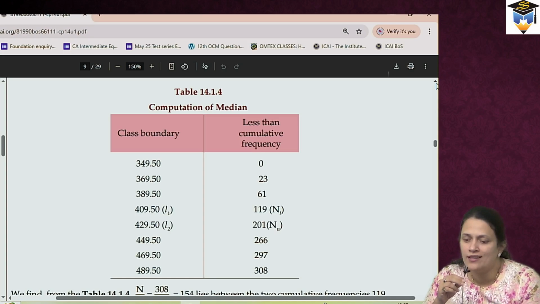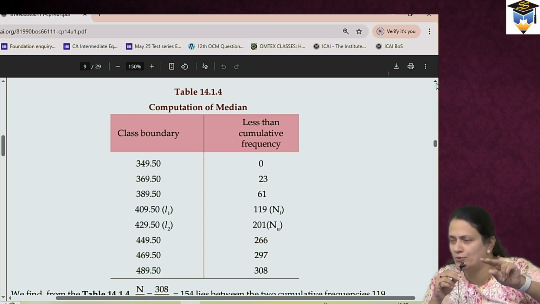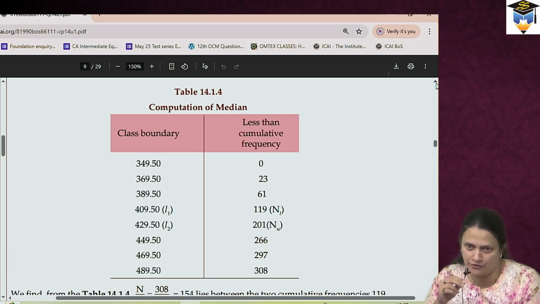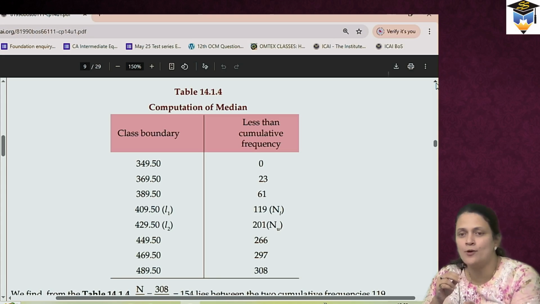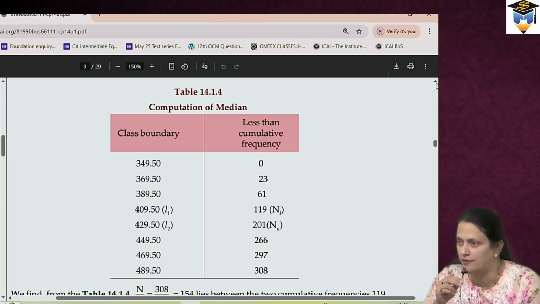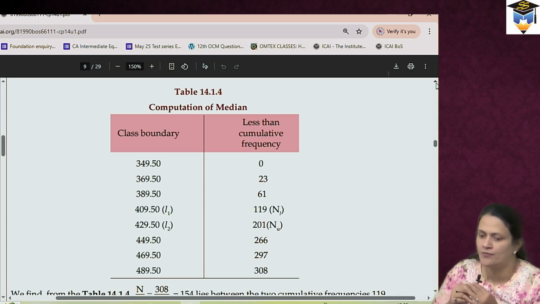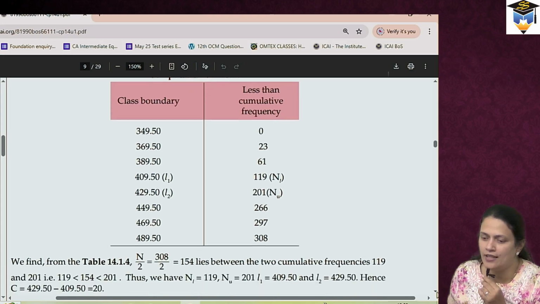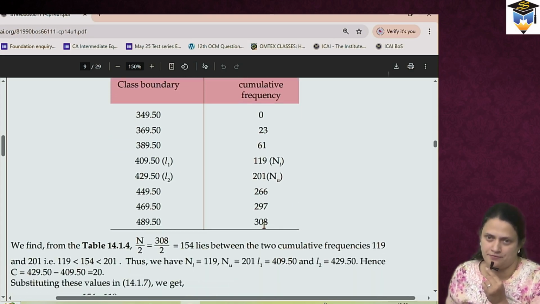Now, can you tell me why they have taken L1 as 409.50 and L2 as 429.50? Because there are an even number of observations, so they have taken the middle two values. So L1 is 409.5, L2 is 429.5. Similarly, the corresponding NL and NU frequencies are also taken. Now, the total number of observations, capital N, comes out to be 308.